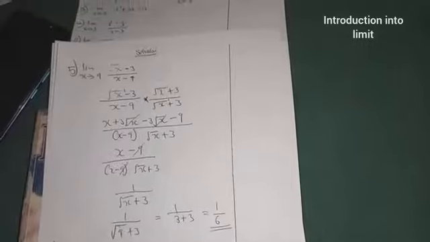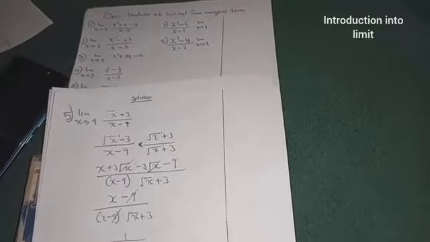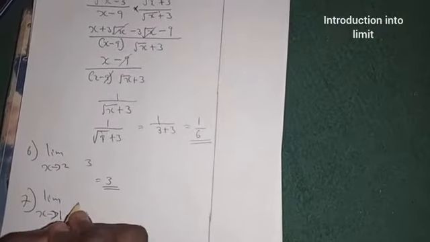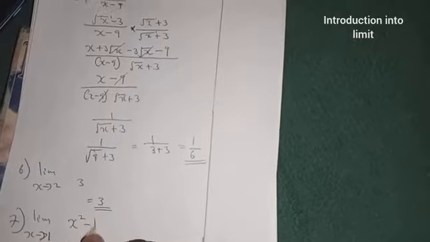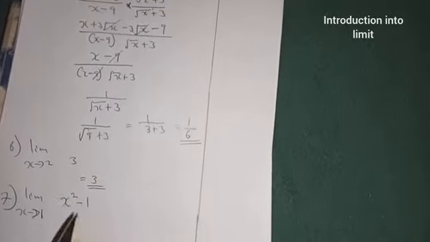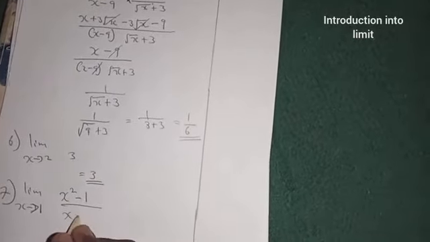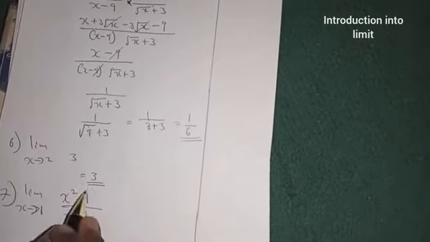So now we are moving to question number 7. Question number 7 says limit as x approaches 1 of x square minus 1, divided by x minus 1. This is the same thing as the quadratic equation as we did before. So this is also a quadratic form.